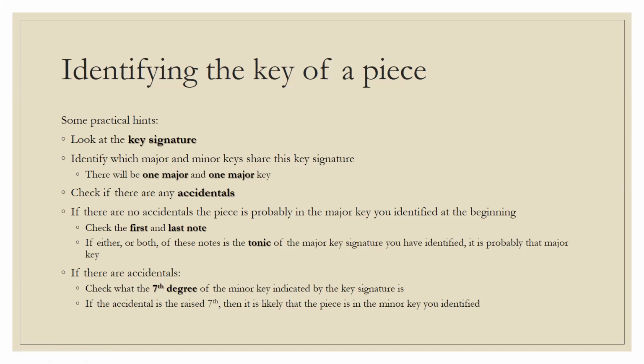But if there are accidentals, you need to check what the 7th degree of the minor scale would normally be. Now you remember that when you're writing harmonic minor scales, the 7th note is always raised, isn't it? Okay, and that note isn't in the key signature, so it receives an accidental. So we can always check if an accidental is related to the 7th degree of a minor key. So that might sound very complex to you at the moment, but I'm going to show you how it works.